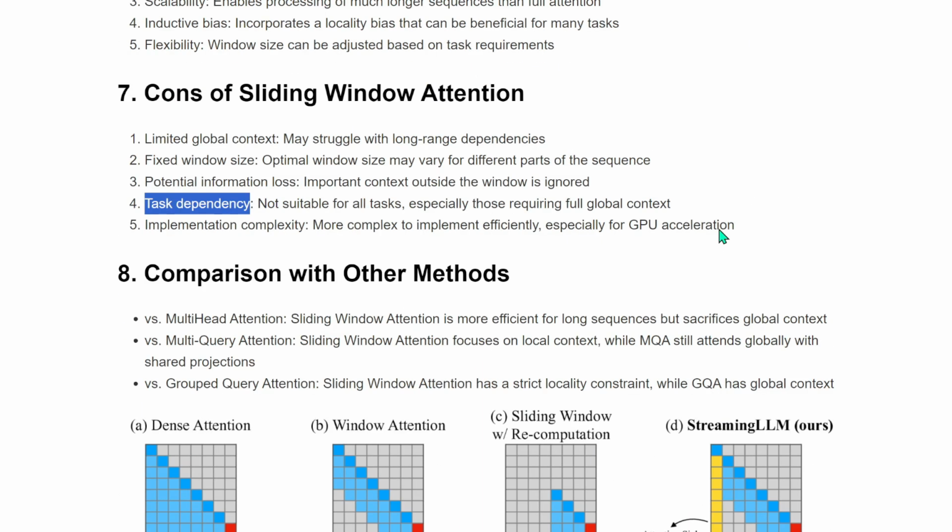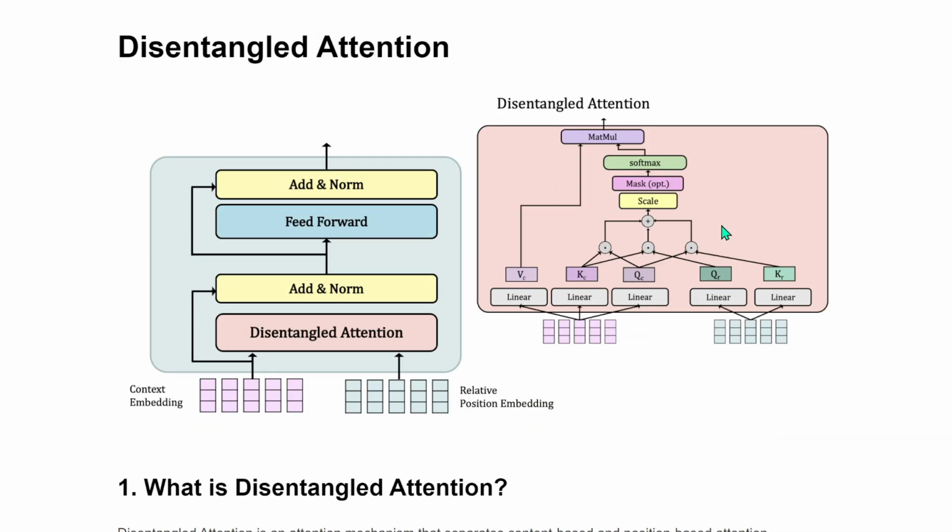Now coming to the last type, which is disentangled attention. If you remember, we always provide the positional embedding and the context embedding together. First, we add them, and then we provide that to the attention. That is how it works. But disentangled attention is a method where you provide both of those separately. Here you can see you'll have query, key, and values for the context embedding, and query and key for the location.